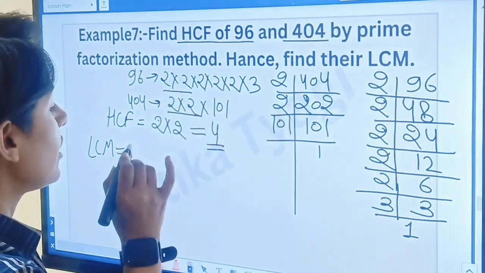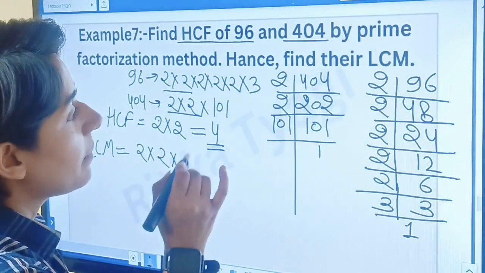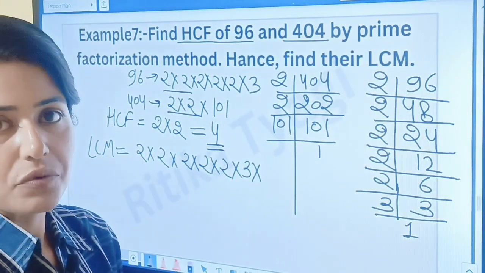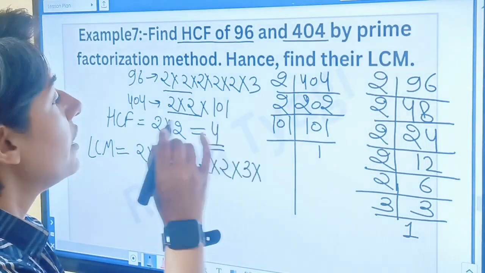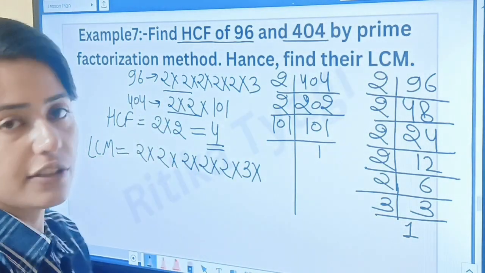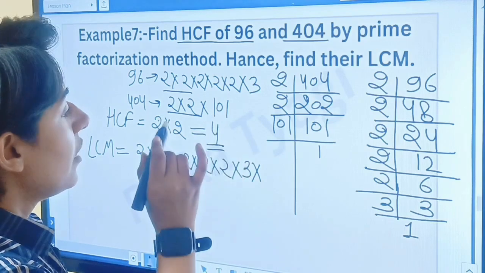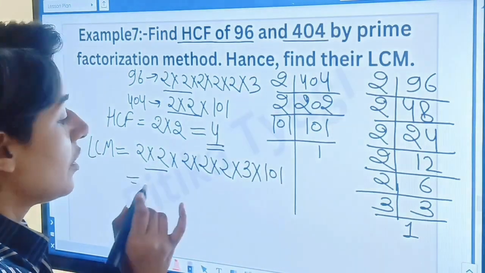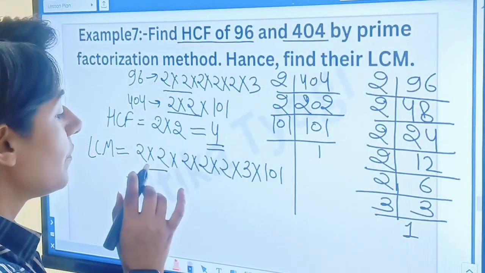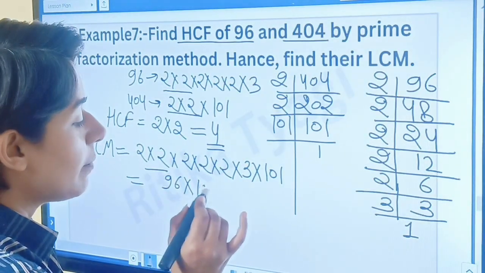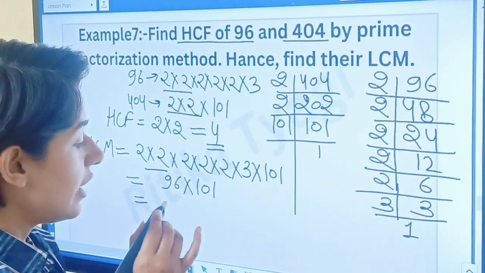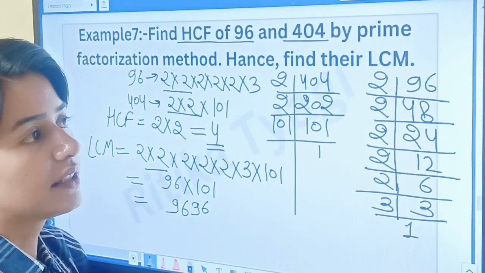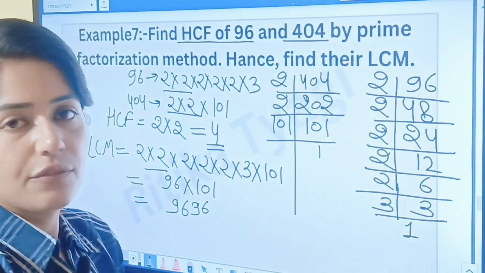So we write the factors for 96, that is 2 multiply 2 multiply 2 multiply 3. Now we have to write the number which is not included in the factor of 96 from the factors of 404. That is 2 times 2 already present. 101 is not present here. So the product of all these numbers is 96 multiply 101. 96 and 101 we get 9696 LCM for this.